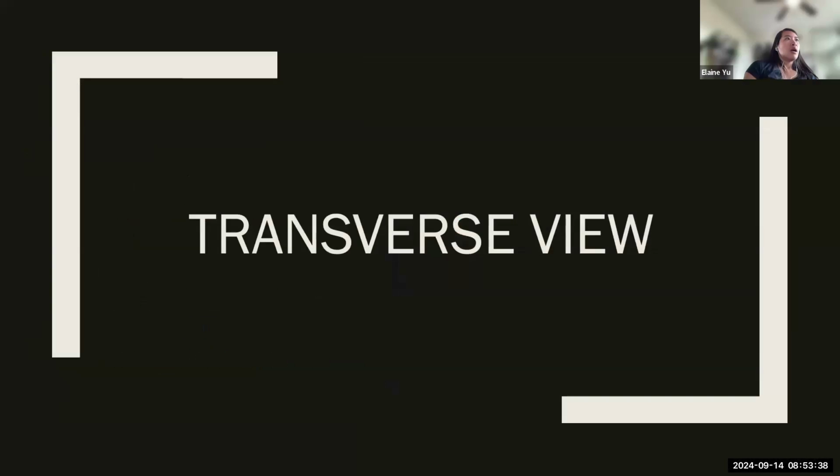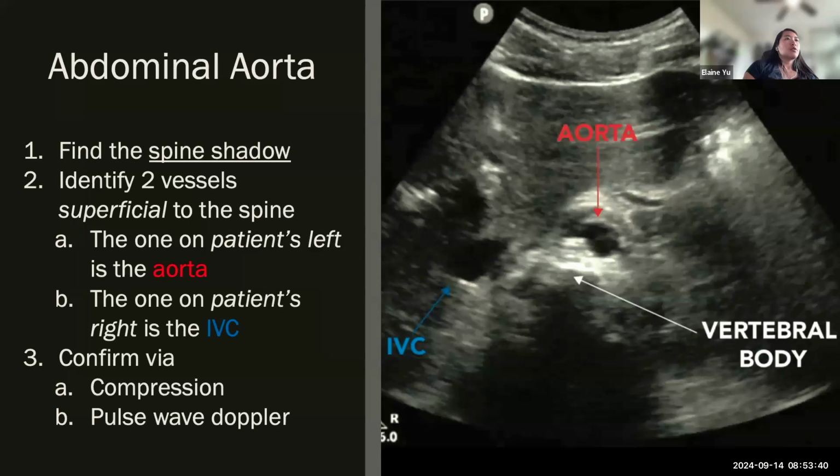Okay. And then in our transverse view, this is when we're going to identify the difference between the aorta and the IVC. The first thing I recommend people look for is the spine shadow of your vertebral body. That will be nice and bright because it's a bony structure that ultrasound waves won't be able to penetrate through. Superficial to that, there should be two dark hypoechogenic structures, and those are going to be vasculature.